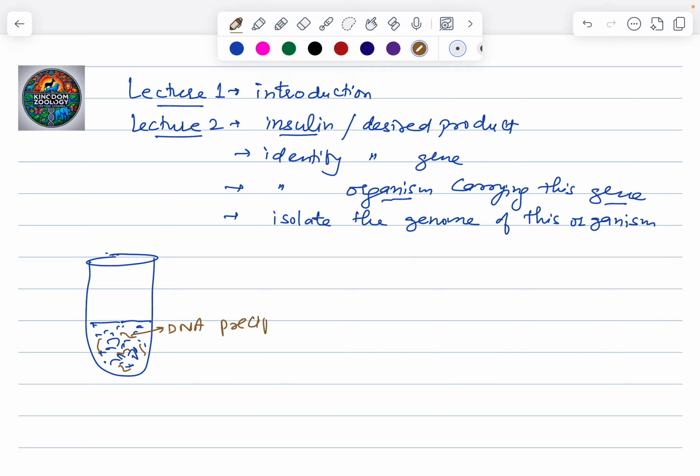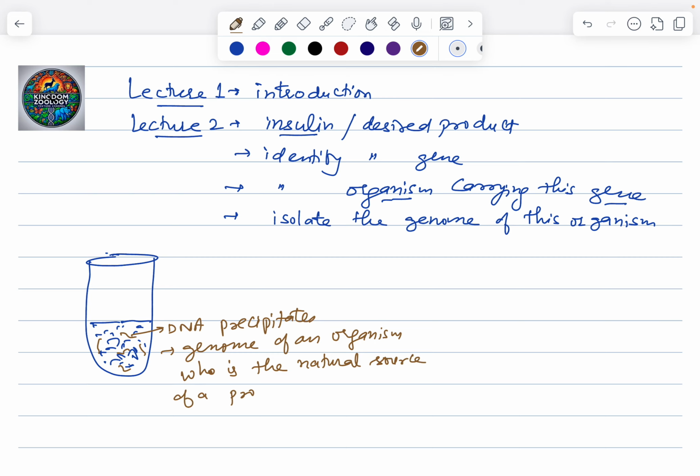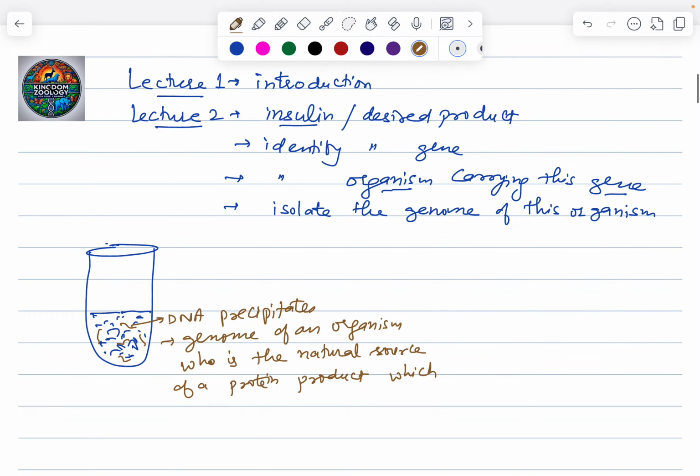DNA precipitates representing the genome of an organism who is the natural source of a protein product which we want to produce at a mass or a commercial scale for human benefit.